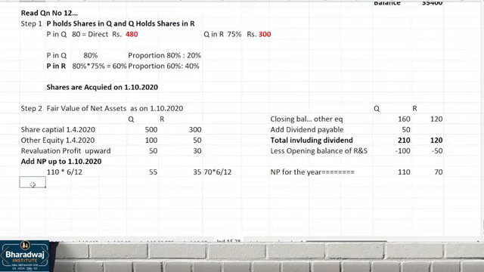Any preliminary expenses etc. given? Be careful, preliminary expenses are minus one. This will give us the fair value of net assets on what date? 1/10/2020.